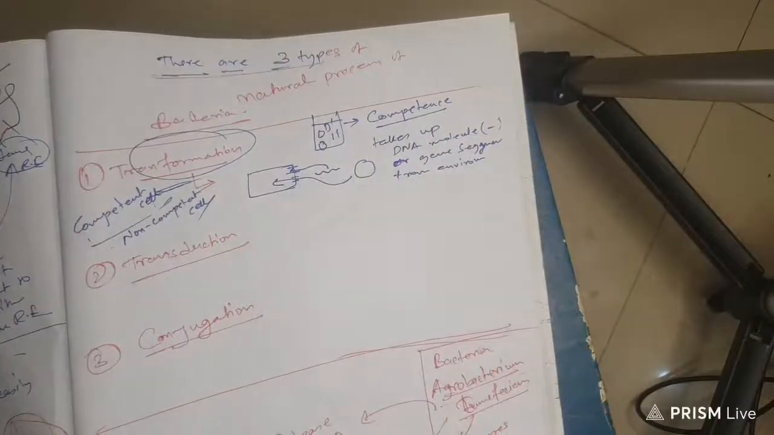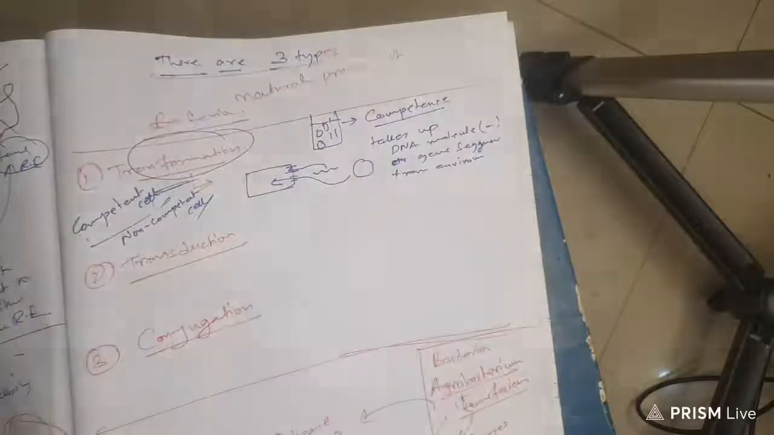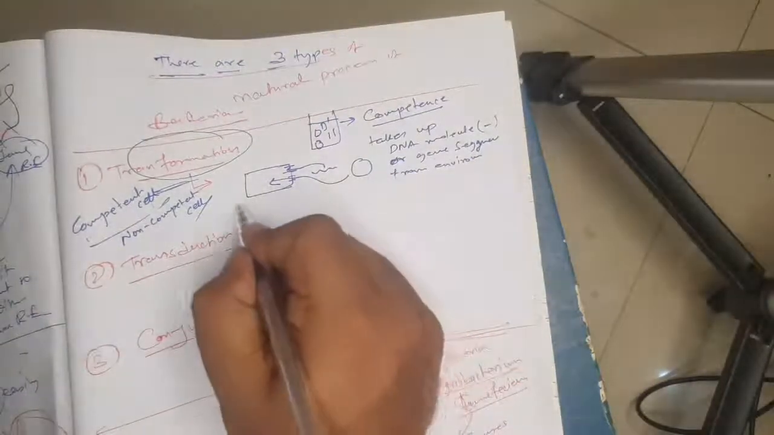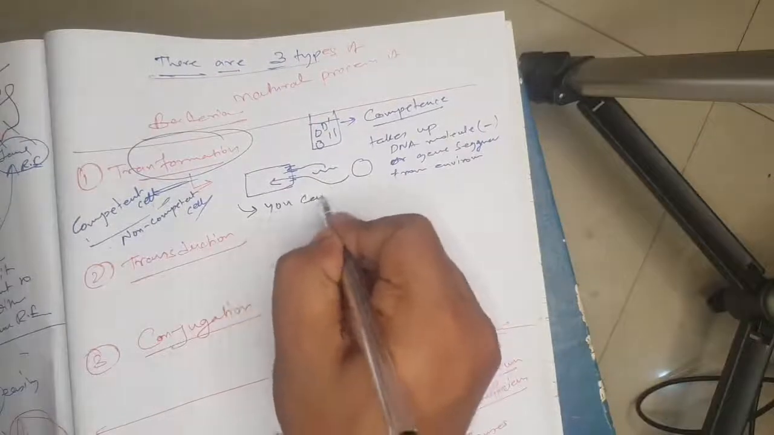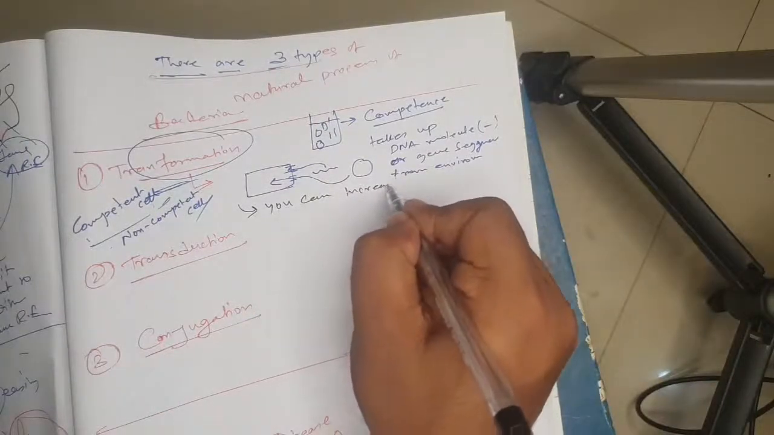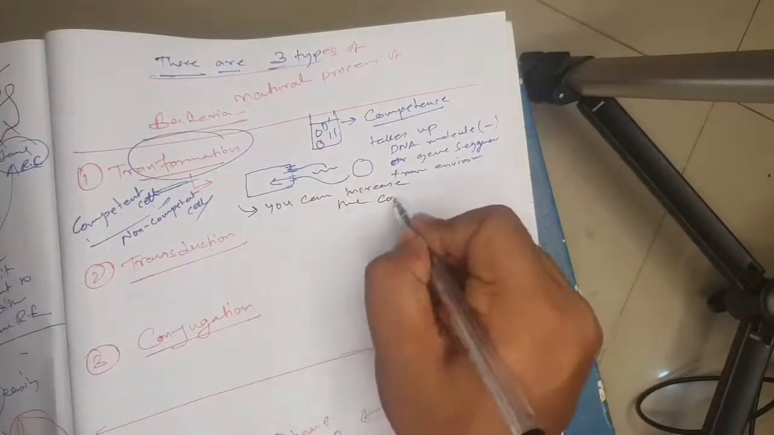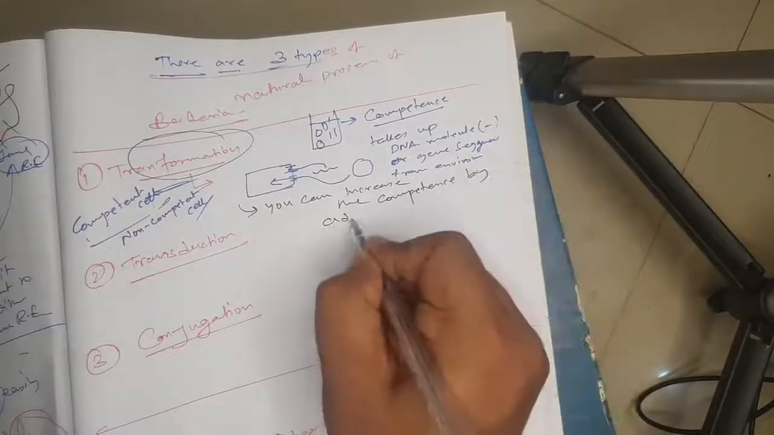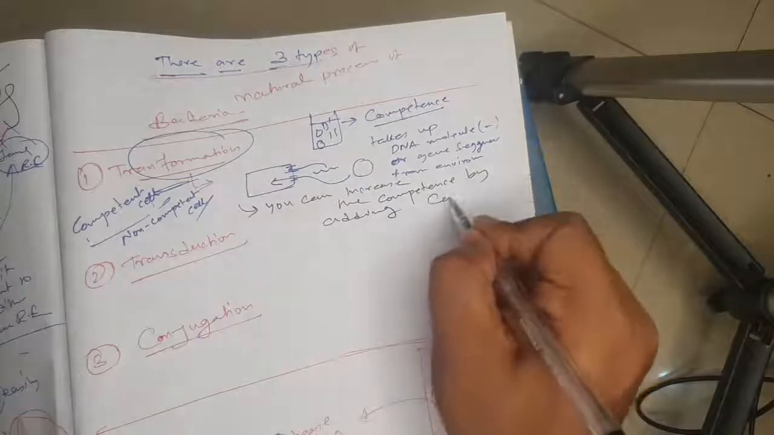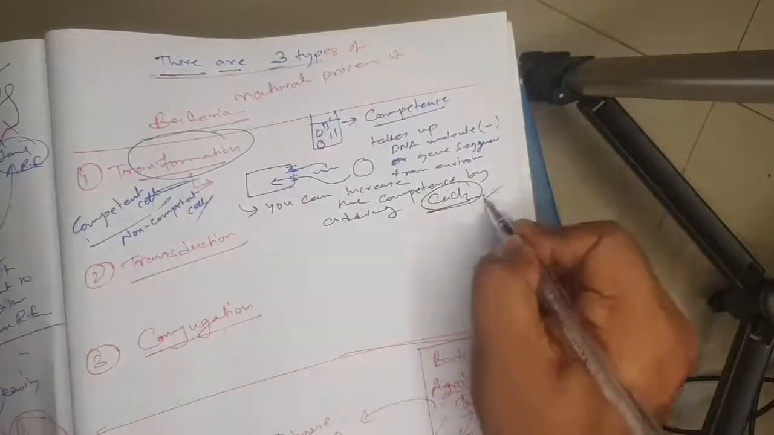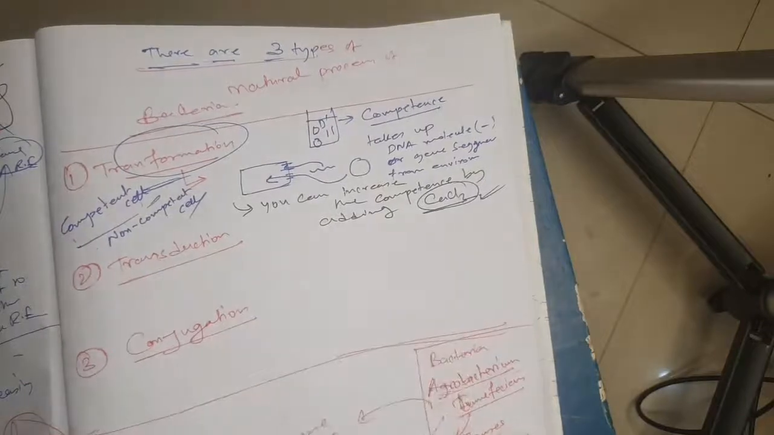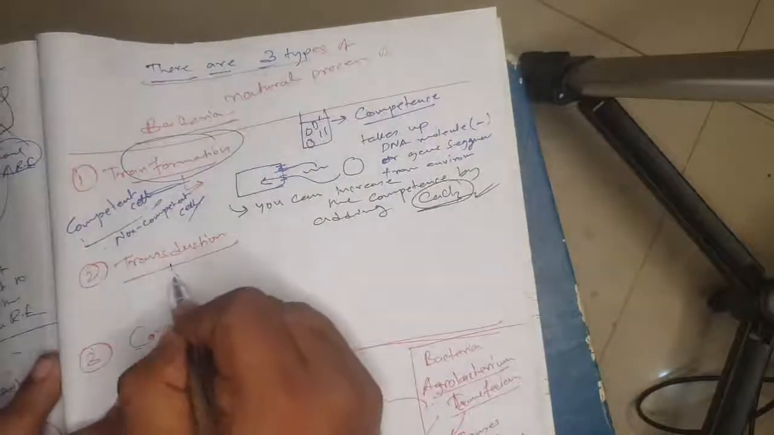Okay, so that happens, and you can increase the competence by adding CaCl2. This increases the pore size of the bacterial membrane. That's why the competence increases, or it increases the number of pores.